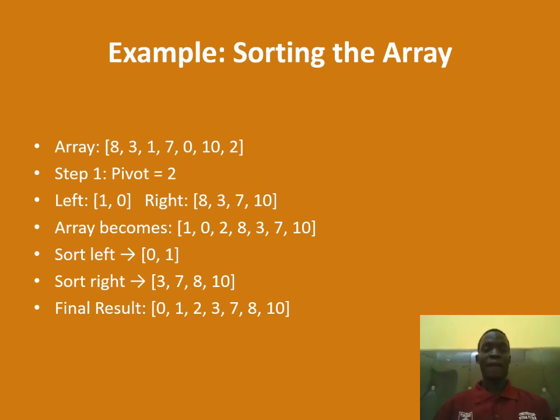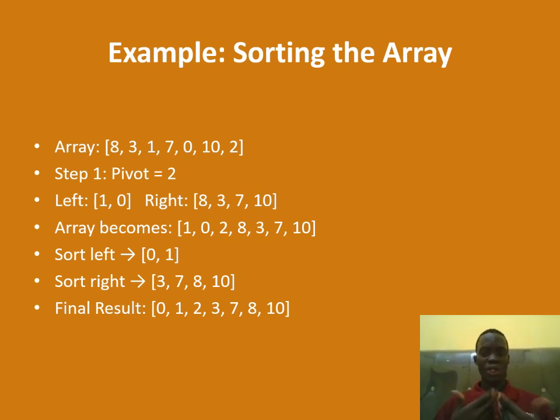If you choose 3, you will make sure that 0, 1, and 2 are in front of 3, and the rest of the numbers will be at the right hand side of 3 because they are greater than the number that you chose. If you choose 0 to be your pivot, all the numbers will be at the right hand side because there is no number less than 0 to be in front of 0. But if you choose 10, all numbers will be at the left hand side because there is no number greater than 10 in this list.